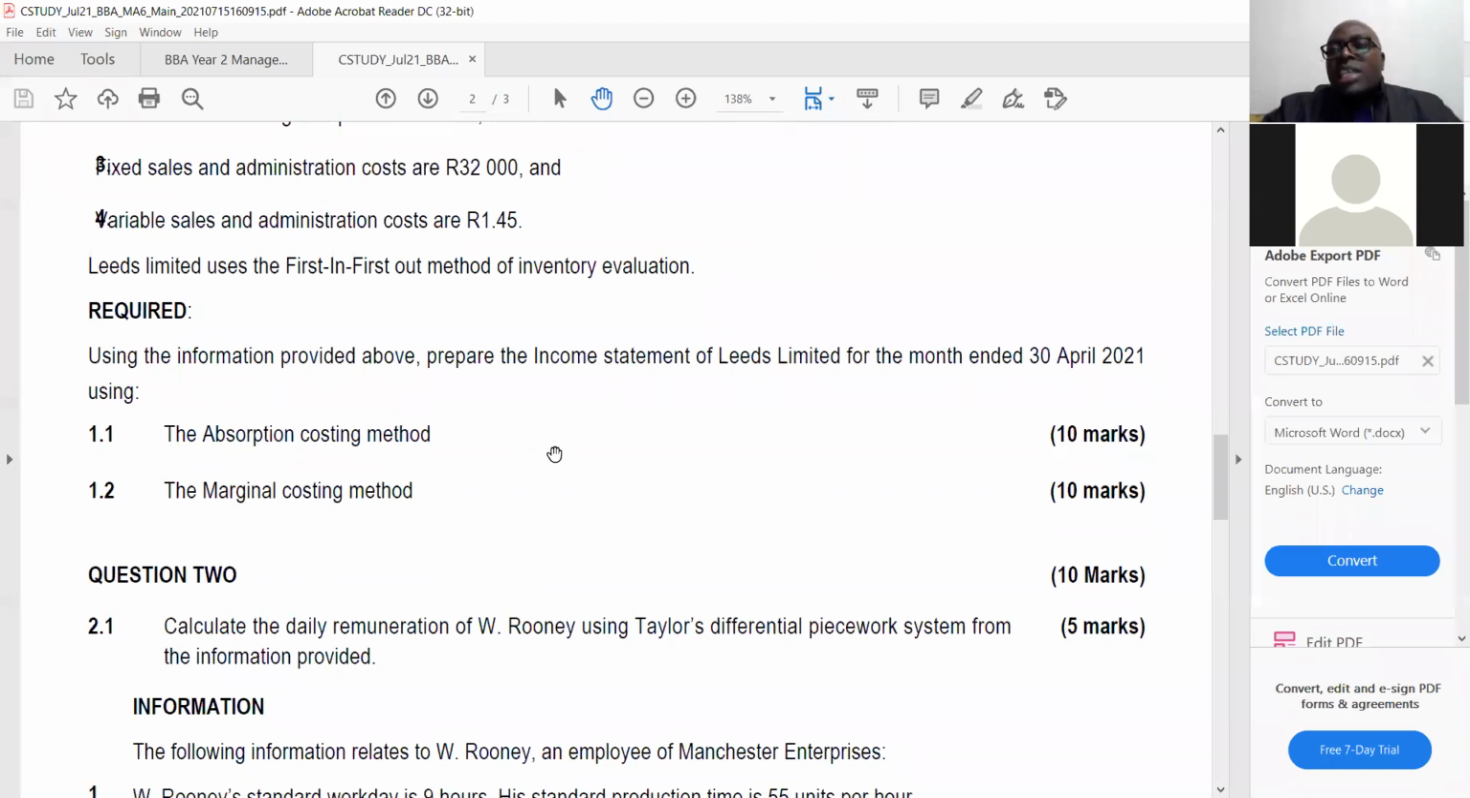Under absorption costing, that is our traditional profit and loss, or the traditional income statement. Then marginal costing, the first thing that you need to do is calculate what you call marginal income, which is your sales minus variable cost. After you've deducted your variable cost from your sales, you get your marginal income. From your marginal income, you subtract your fixed cost, then you get your net profit. All right, so far so good about yesterday.